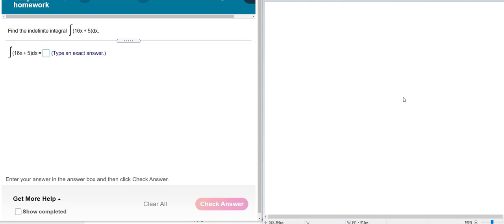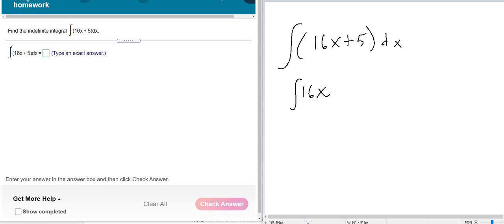Number 2, we're going to take the integral of 16x plus 5 dx. Well, there's a property that says if you have more than one term that you're taking the derivative of, you can take the derivative of each one separately. So since 5 is a constant, we know that's going to be a 5x, and we know we're going to have a plus c. Now 16x, we're going to need to reverse the power rule.